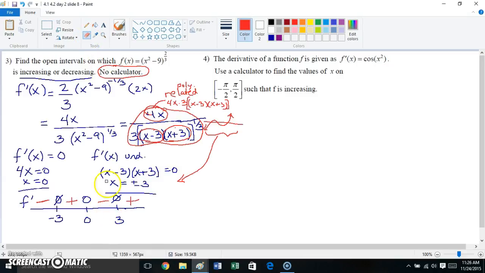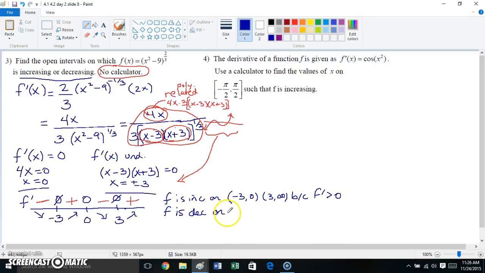Okay, so let me wrap up this question before time runs out on this video. So where's our function increasing and decreasing? All right, we're going to say f is increasing on negative 3 to 0 and 3 to infinity because f prime is greater than 0. We're going to say f is decreasing on the interval from negative infinity to negative 3 and 0 to 3 because f prime is less than 0.